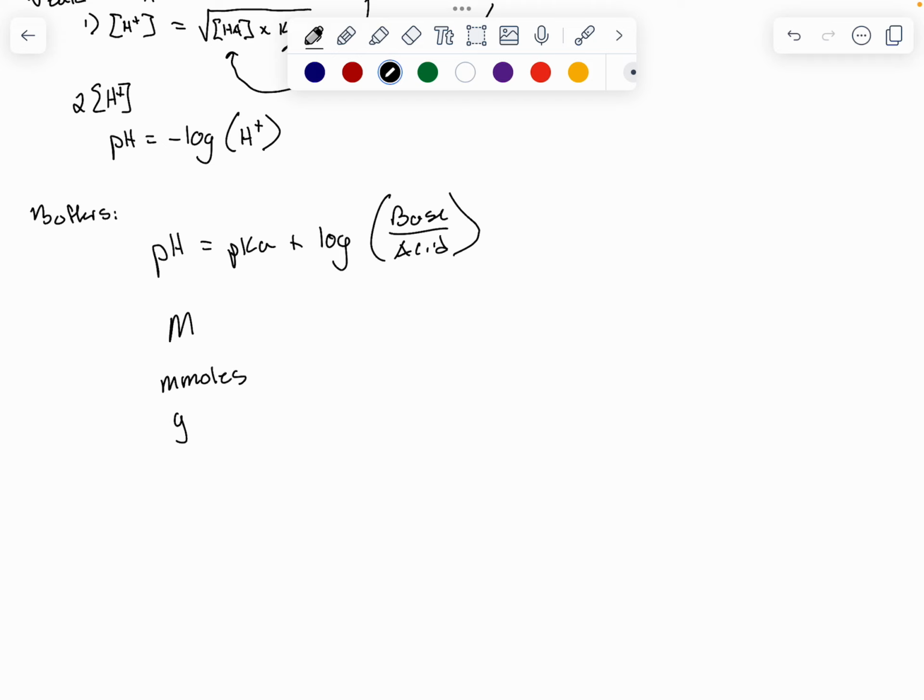So basically, anytime you see a molar concentration or millimoles, I personally like doing everything in millimoles, but these units pertain to the base and acid section of this equation. And anytime you do any division between the base and the acid up here, they need to be the same variables.